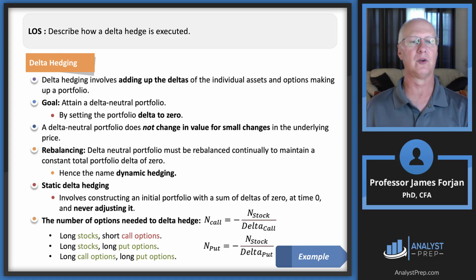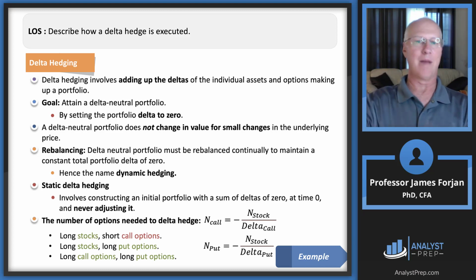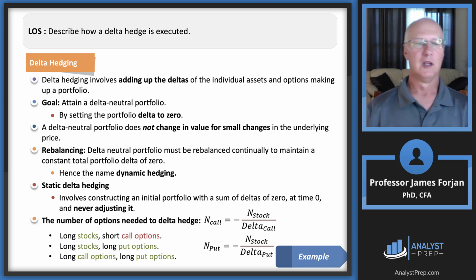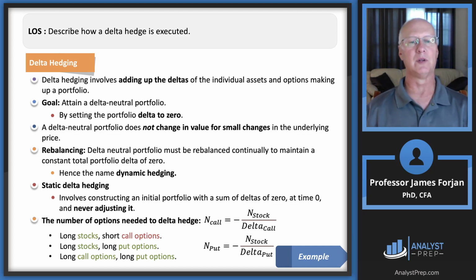Look at that third circle point. A delta neutral portfolio does not change in value for small changes in the underlying price, because whatever happens in the underlying stock price is offset by changes in the call price, but you have to have more. You have to have more of the call options.